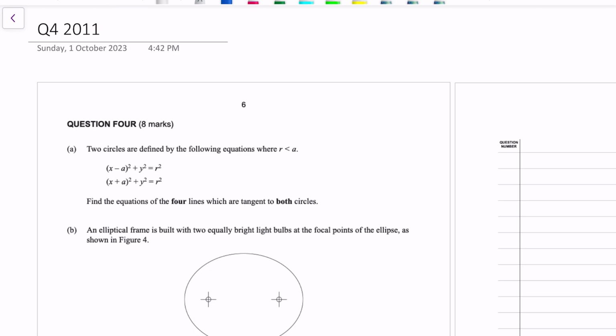Kia ora and welcome to question 4 of the 2011 Scholarship Calculus exam. This whole question is about conics.